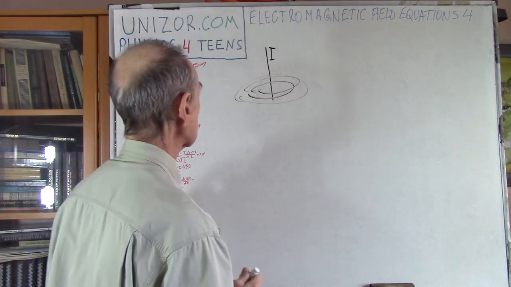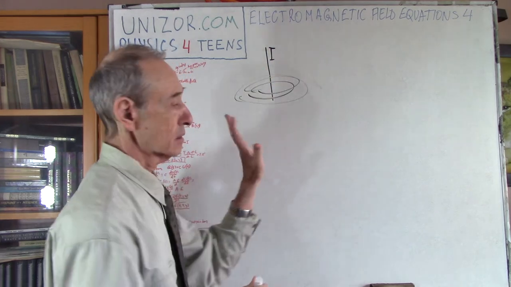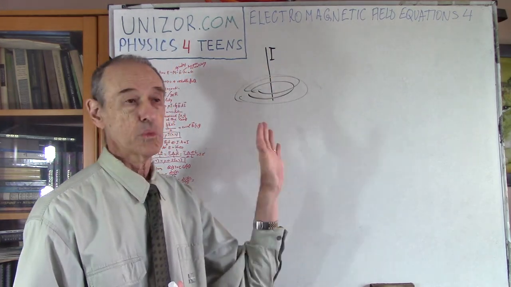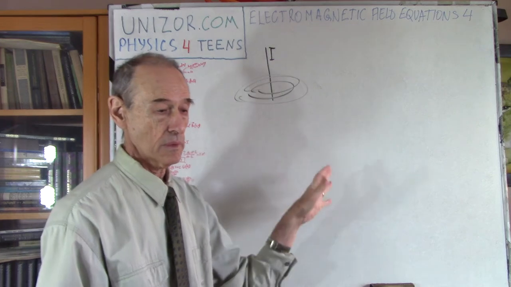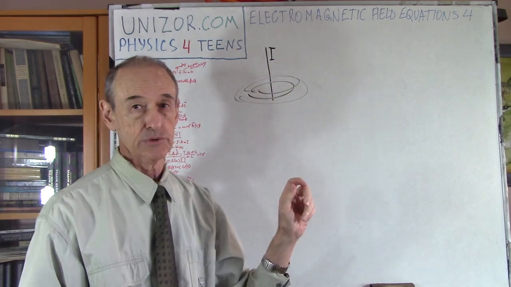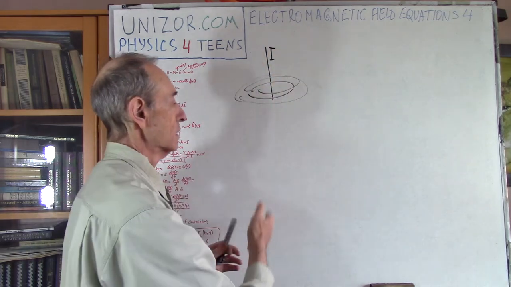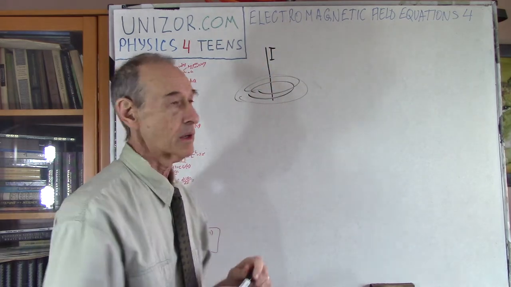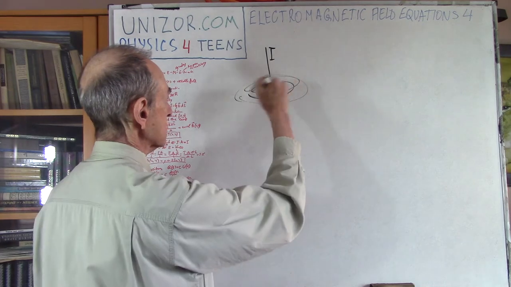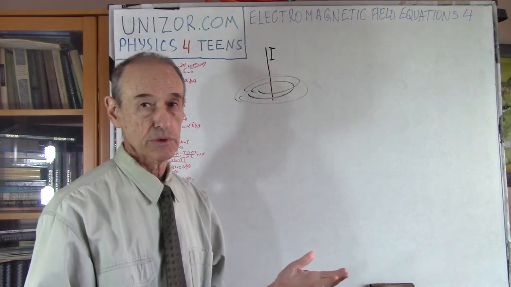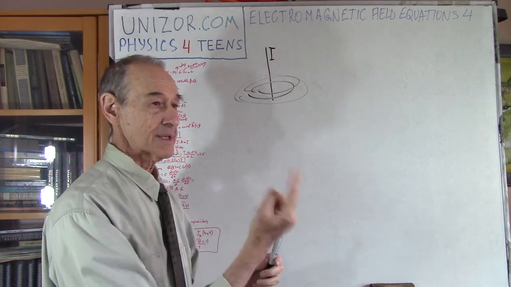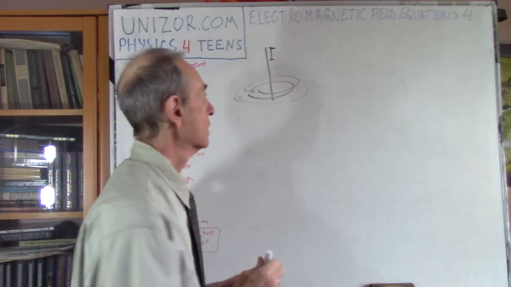So basically, around the wire with I as an electric current. Let's consider this is a very long wire. So the magnetic field has circular character. The magnetic field lines are circles.